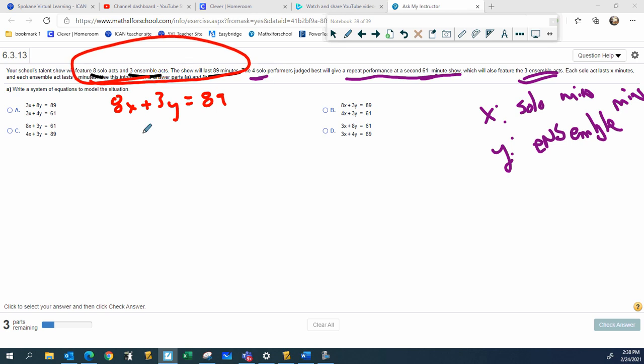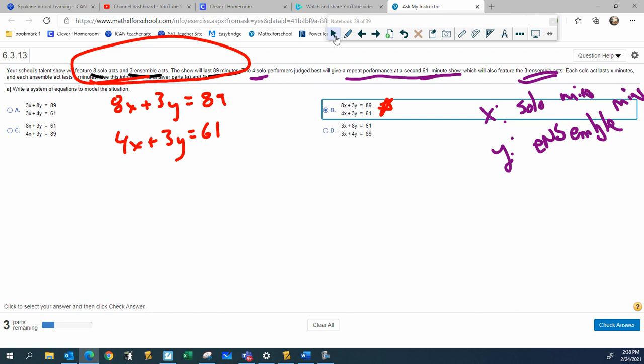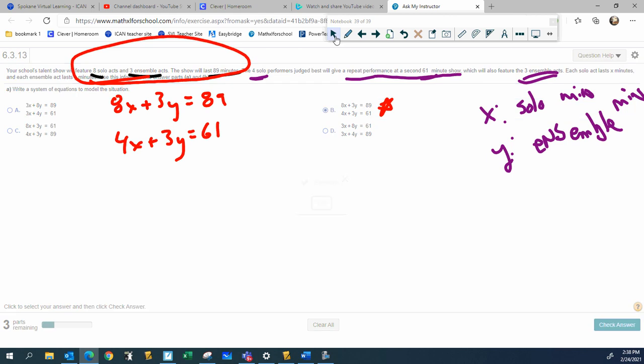And then the second one is 4 solos plus 3 repeat ensemble acts. It has to be 61. So we're going to choose the setup that follows that. x plus 3y, no. It looks to be this one here. Yeah, so we'll choose that, check our answer. There we go. We got the right one.